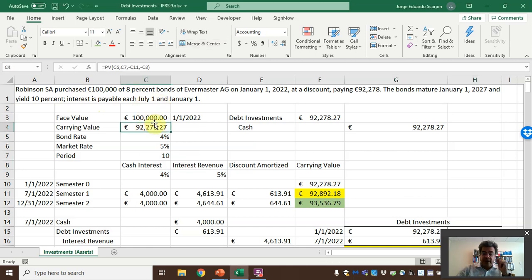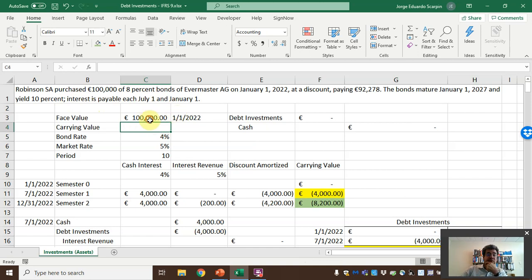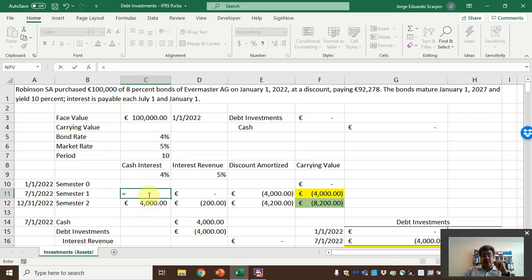So how do we find this number here? Face value, 100,000 euros. Bond rate, 4%. Why 4? 8% per year, 4% semi-annually. Same as the market rate. Period: 10 semesters. This 4% here we only use for the cash payments of interest. That is 100,000 times 4%.